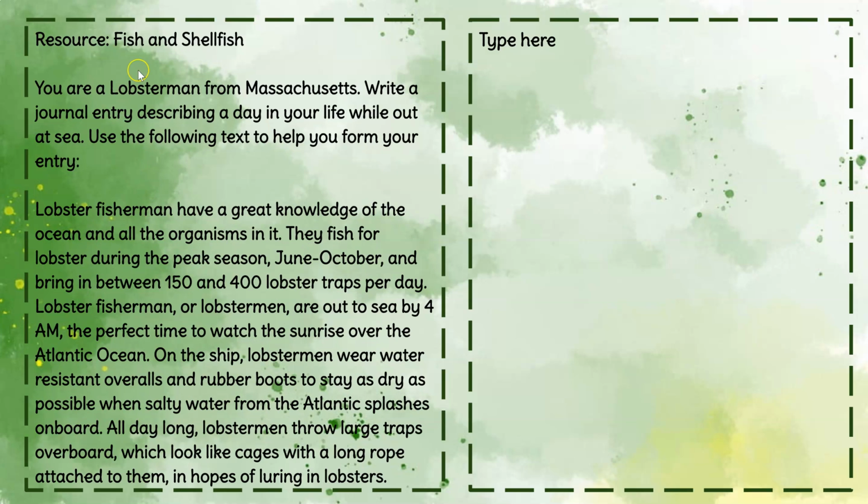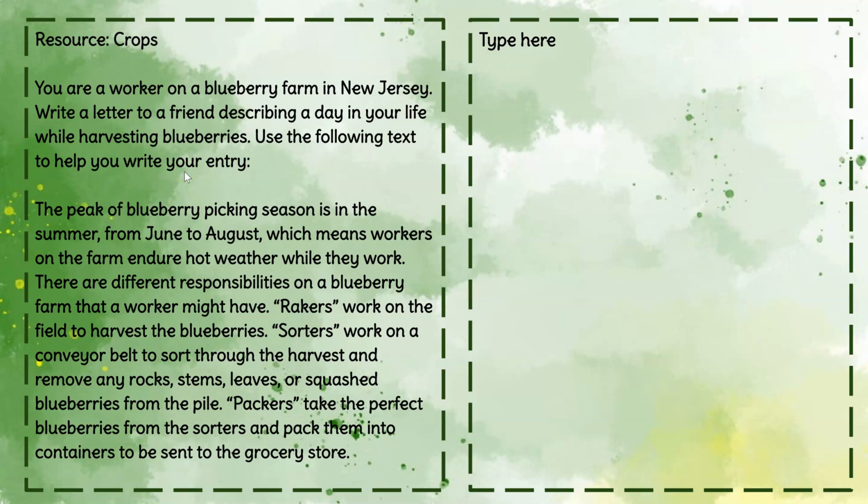Your second choice is to focus on the resource fish and shellfish. You will pretend that you are a lobster man from Massachusetts. Write a journal entry describing a day in your life while out at sea. You can use the following text to help form your entry. Your third choice is to focus on the resource crops. Pretend that you are a worker on a blueberry farm in New Jersey. Write a letter to a friend describing a day in your life while harvesting blueberries. You have some text here to help you as well.